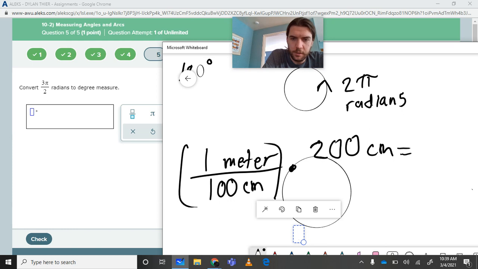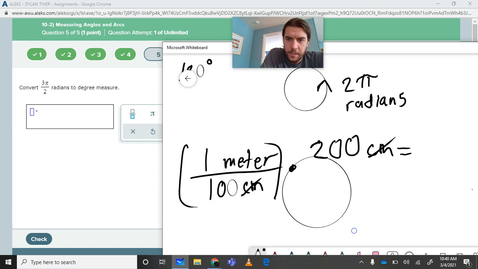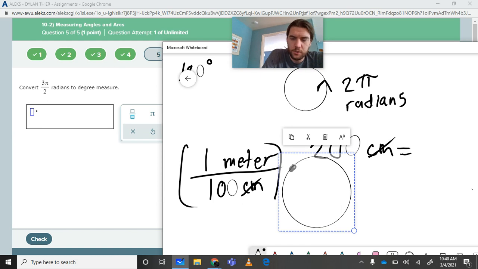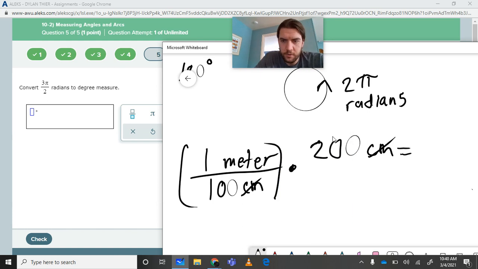But what you end up doing is canceling out units. So we get rid of centimeters because it's on the top and bottom of a fraction. And then we just simplify all the numbers. So we say 200 times 1 divided by 100. Well, that would be 2. And it's 2 meters. It's 2 of whatever unit is left there. Okay, which makes sense, right? If I have 200 centimeters and every 100 centimeters is a meter, then I have 2 meters.